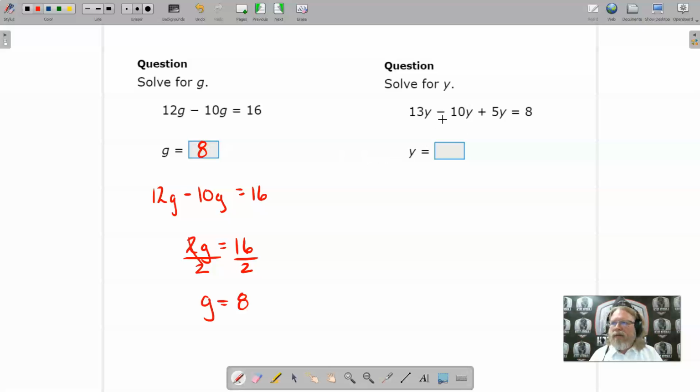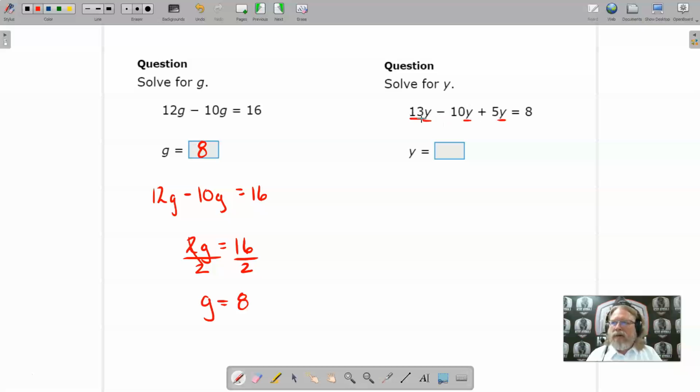Here we have 13y minus 10y plus 5y equals 8. So I could rewrite it, or I could just start working it from here. I have 1, 2, 3 terms that are all in terms of y, right? Remember counting the number of terms. We've done that in an activity before. So I have 3 terms here on the left. They are all in terms of y.